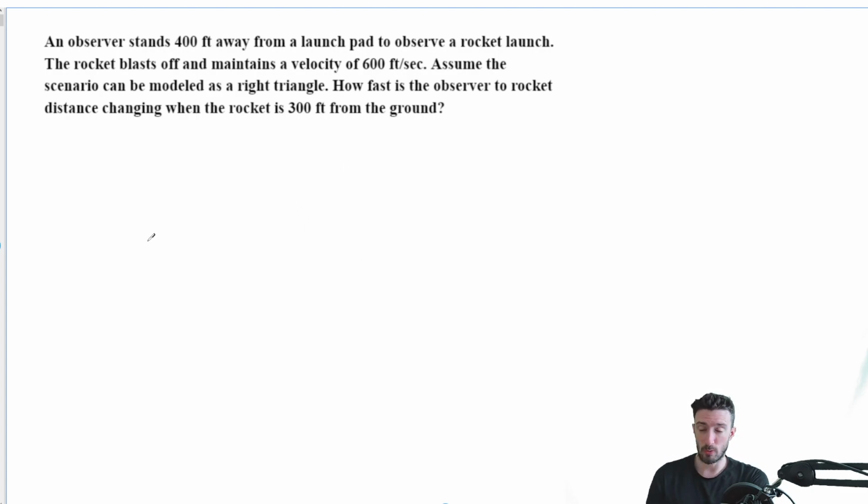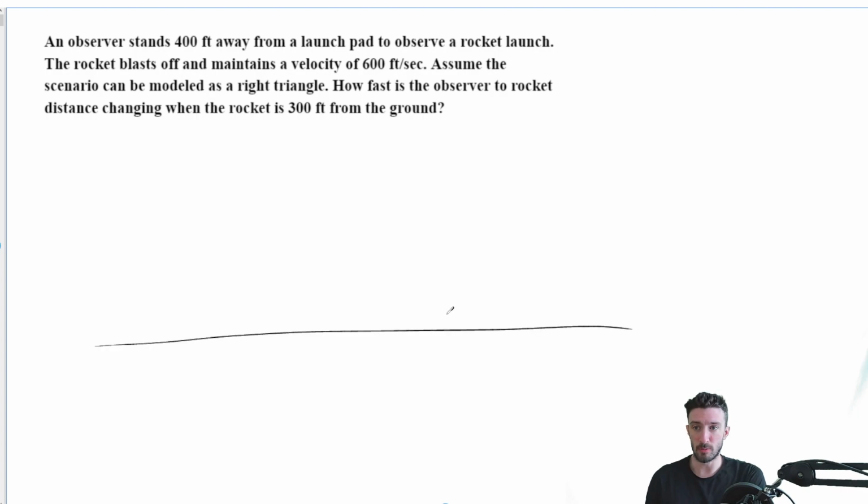Well, that means we're going to start off with putting some ground, and we're going to put a launch pad right here. Okay, there's our pad, and we got our observer. He's over here. He is going to watch the rocket take off. Here's our rocket. It's going to go up in that direction. Now the rocket blasts off and maintains a velocity of 600 feet per second.